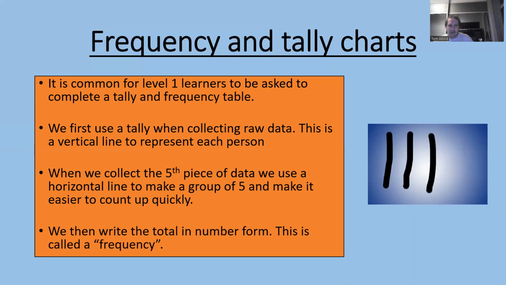What we then do, once we've collected this, is we then have the frequency, and all the frequency is the numerical value of the tally. So if there were 17 lines, so 15 of them in groups and the 2 remaining, then you just write 17. That's all the frequency is. It's just saying how many are there. This is just a rough way of doing it.